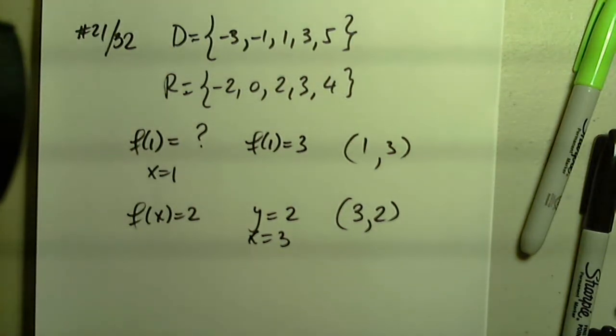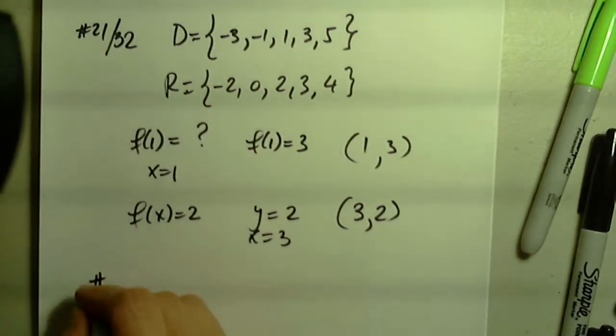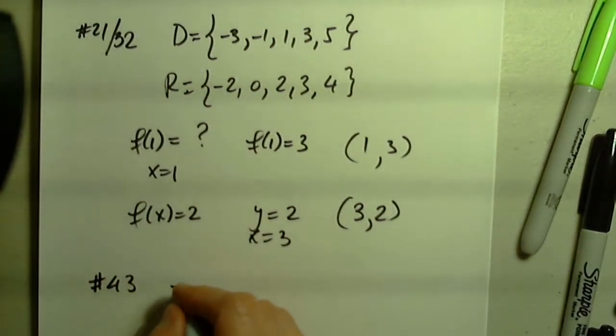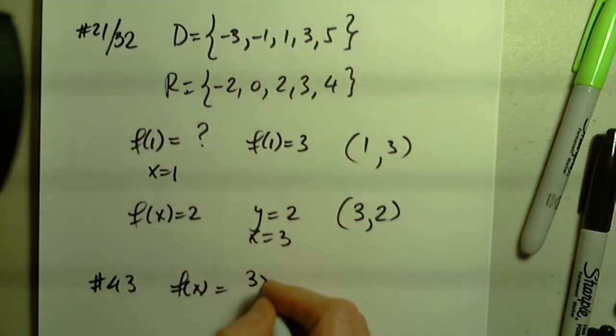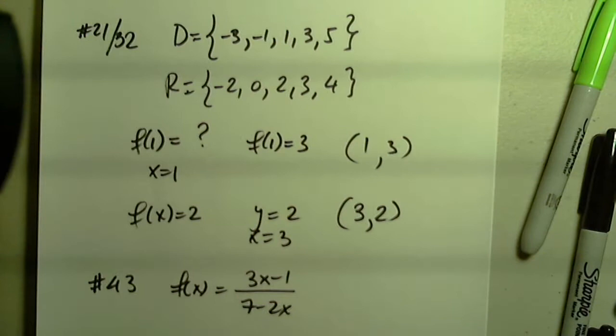Now moving on to these types of problems. Of course, they get more and more complicated. Let's look at a radical. Let's look at a rational. And if you want, we can look at these two radicals. That's fine too. Okay, so I'm going to start with 43. For 43, we have f of x equals (3x minus 1) over (7 minus 2x). How do I determine the domain of this function?